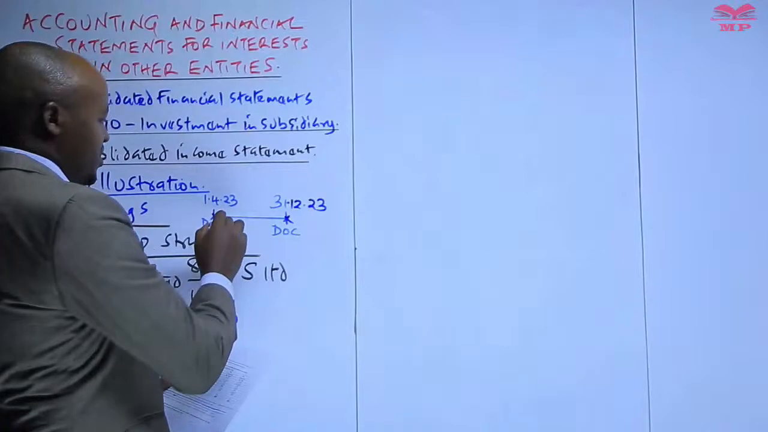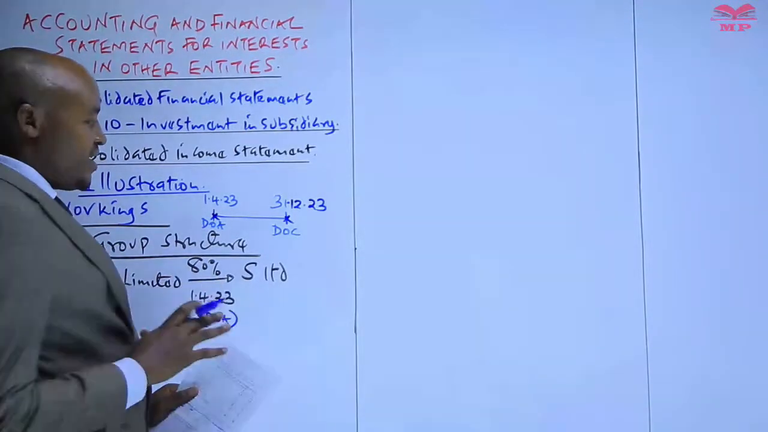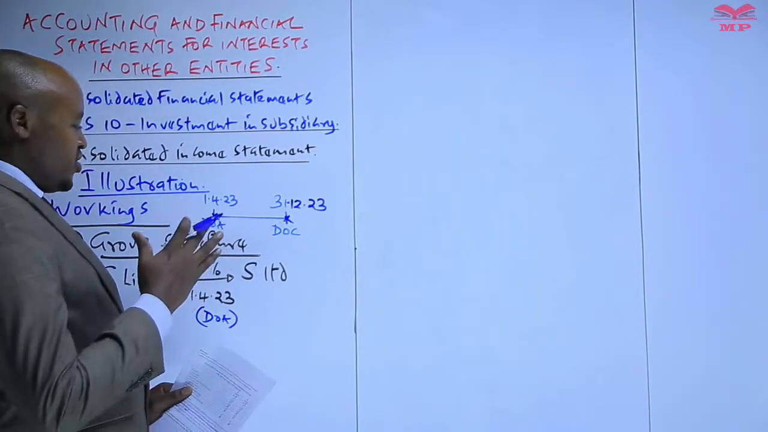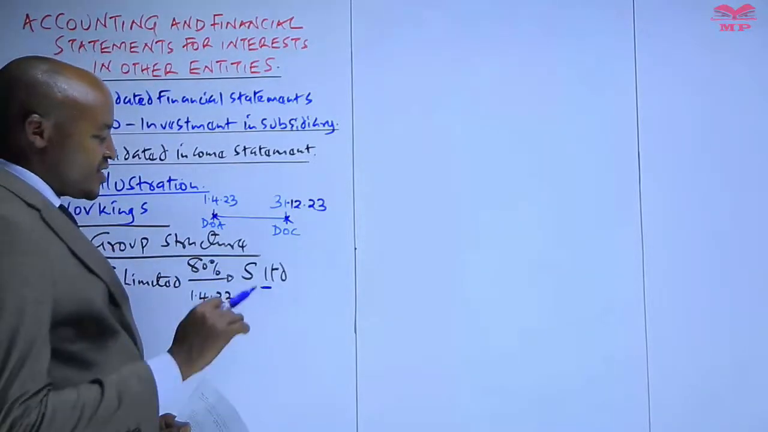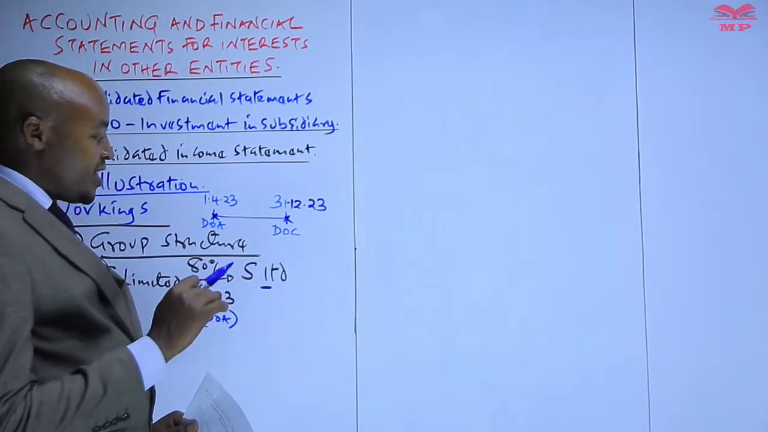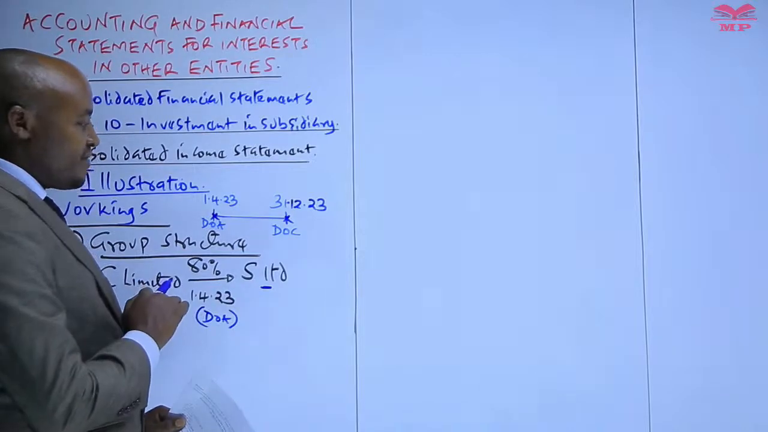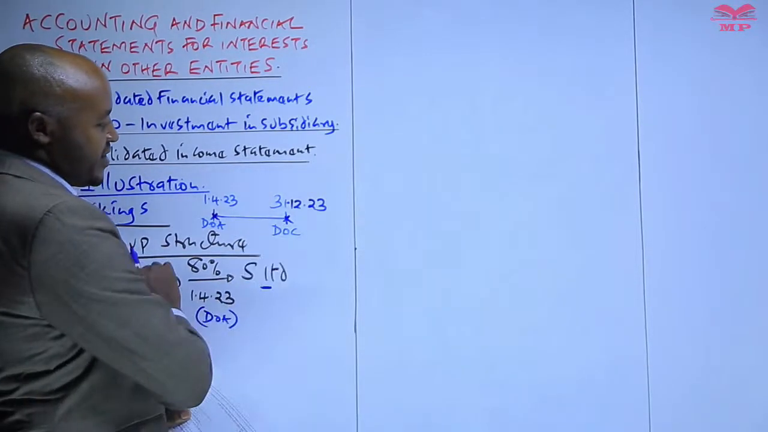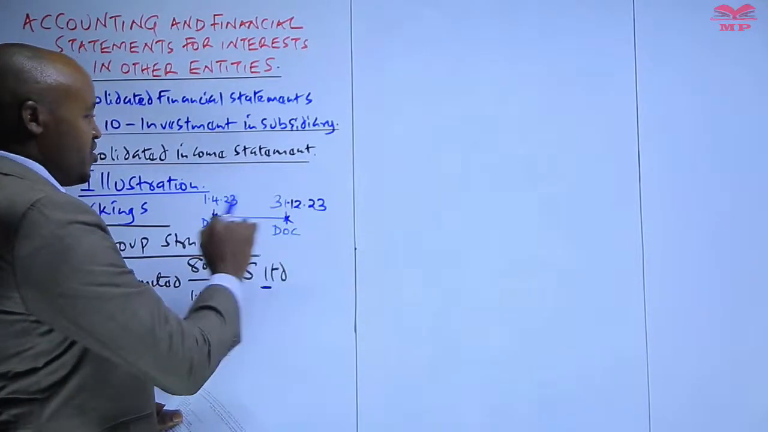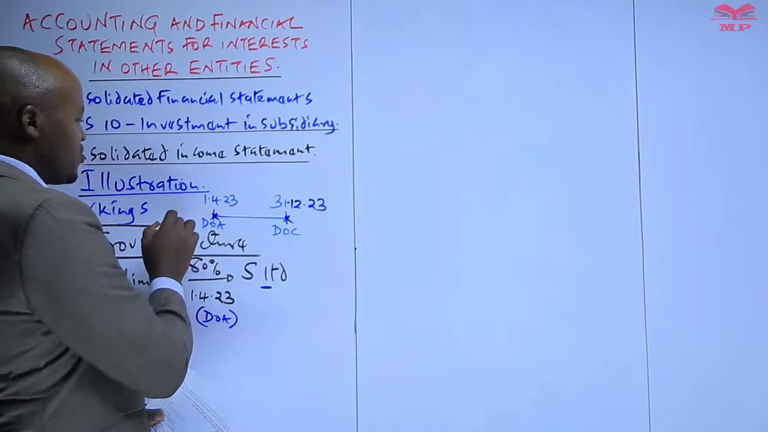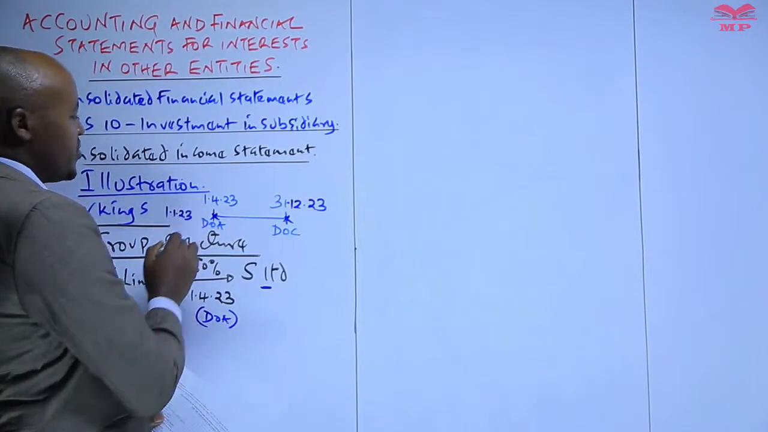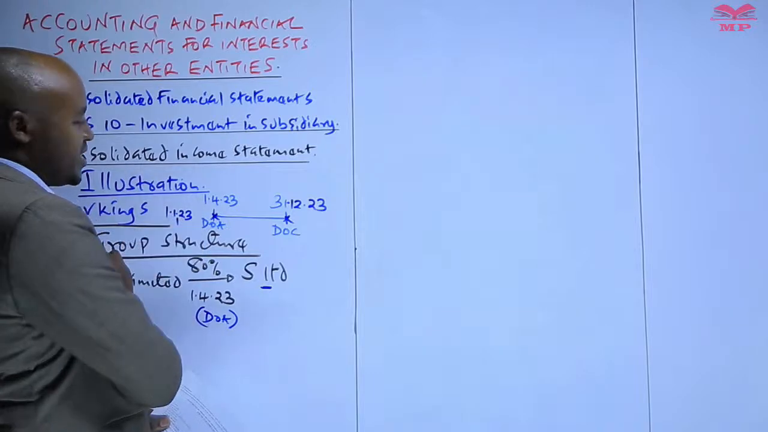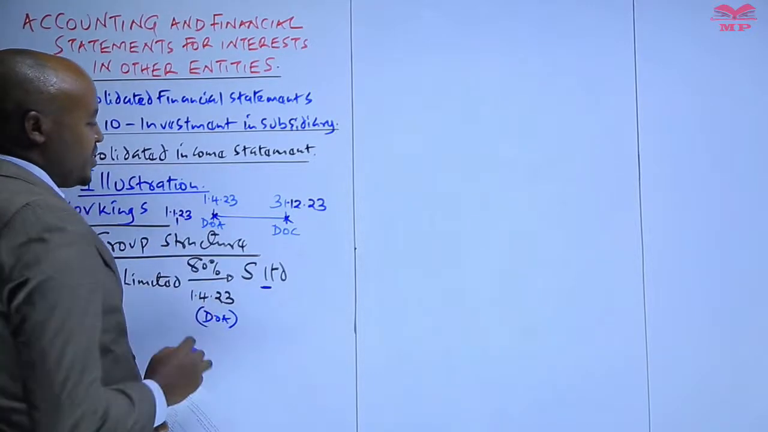Having identified those two dates, you then need to check whether this particular subsidiary was acquired during the current financial year. The current financial year is ending on 31st of December 2023, which automatically means that the year started on 1st of January 2023. But when was our subsidiary acquired? That is S.